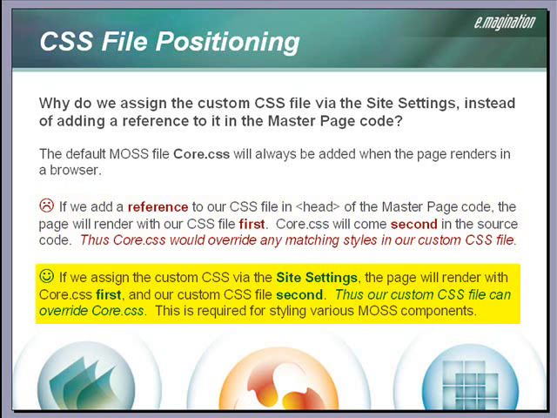The good news is, if we assign our custom CSS via the site settings, the page will render with core.css first and our custom CSS file second. Thus, our custom CSS file could override core.css. This is required for styling various Moss components.